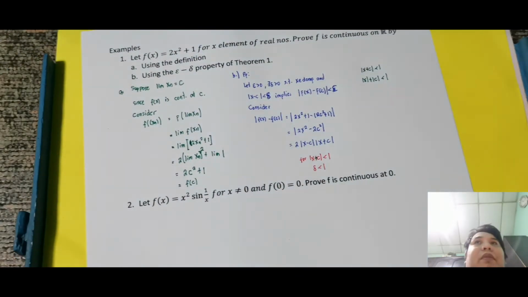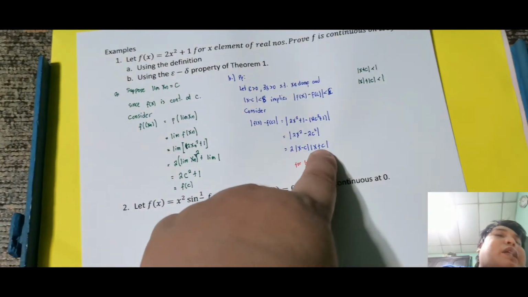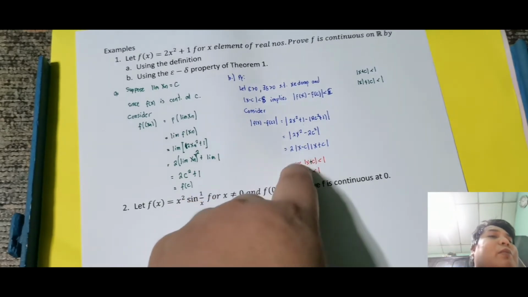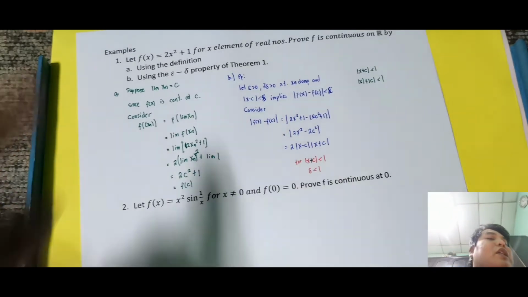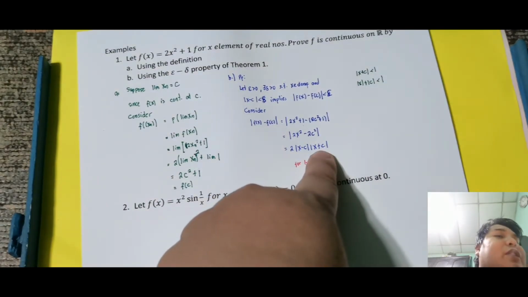Sir, bakit mo ginawang less than 1? Imagine mo kung gagawin ko pa siyang 4 or 2 pataas or 1 pataas, ang laki na niya. Kumbaga, yung distance ng f of x sa f of c, masyado nang malaki. So, what if gawin natin siya less than 1? Para sure tayo, mas liliit.